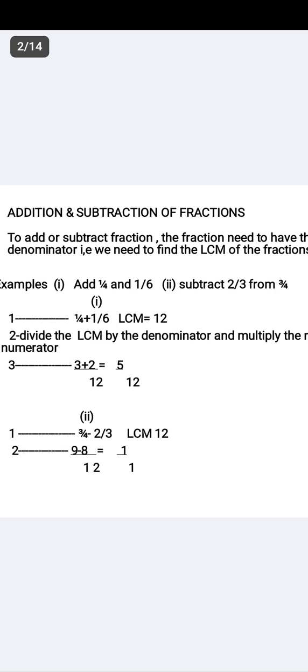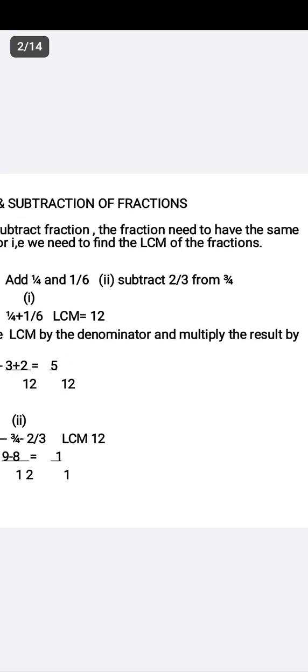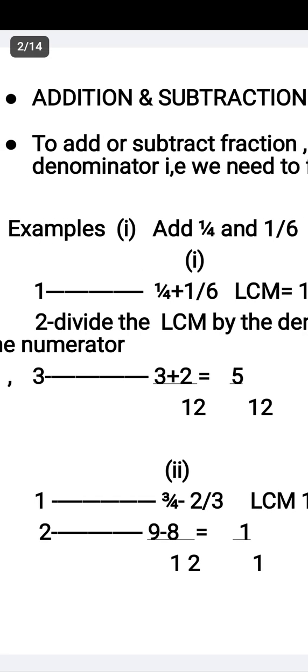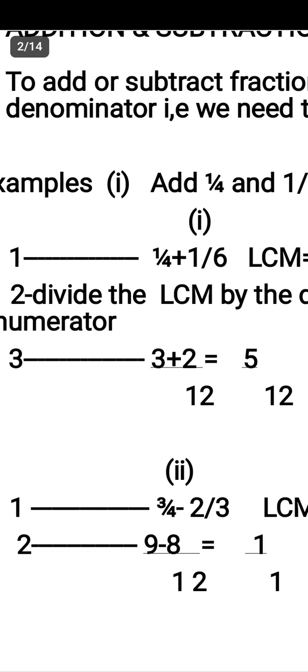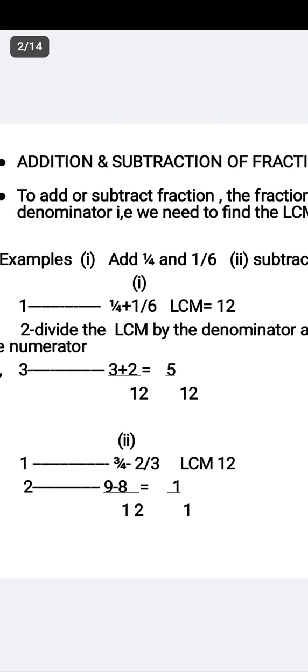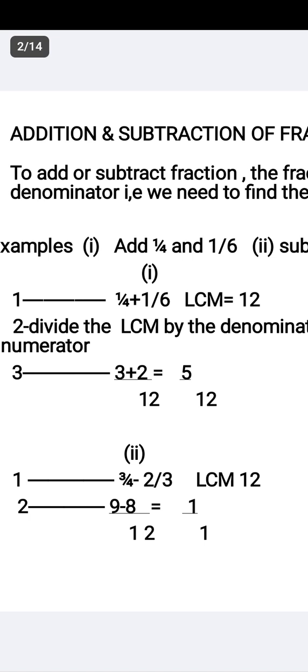Then question 2 says subtract 2/3 from 3/4. The same thing. What we do is find the LCM of 4 and 3, and the LCM of 4 and 3 is 12. Then write down 12 and divide by each of the denominators. 12 divided by 4 is 3. 3 times the numerator, 3 times 3, is 9.